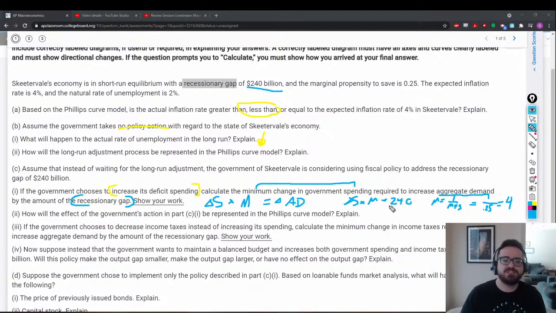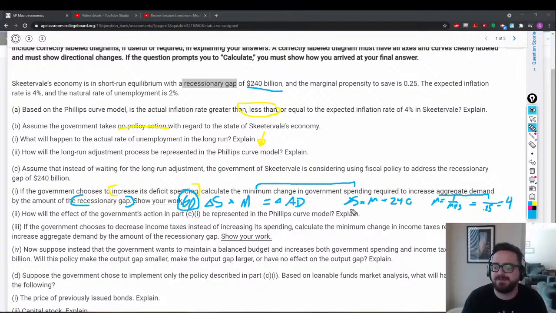If 240 scares you, or 240 billion scares you, just make it 24 and then chuck a 0 at the end of your answer. Because 24 divided by 4 is 6. Yep, 6 instead of being 24, it's 240, so this would be 60 billion, to be clear. 60 billion is the answer there. I need to increase government spending by 60 billion to close that recessionary gap.